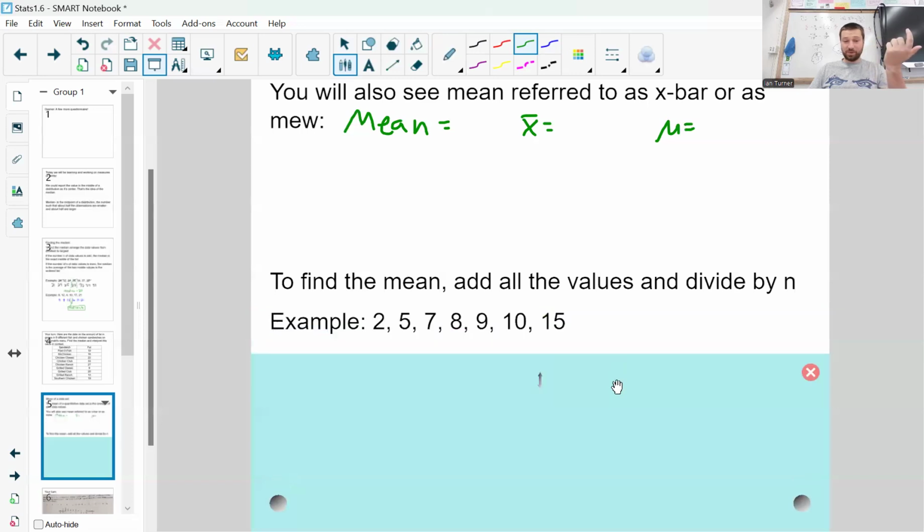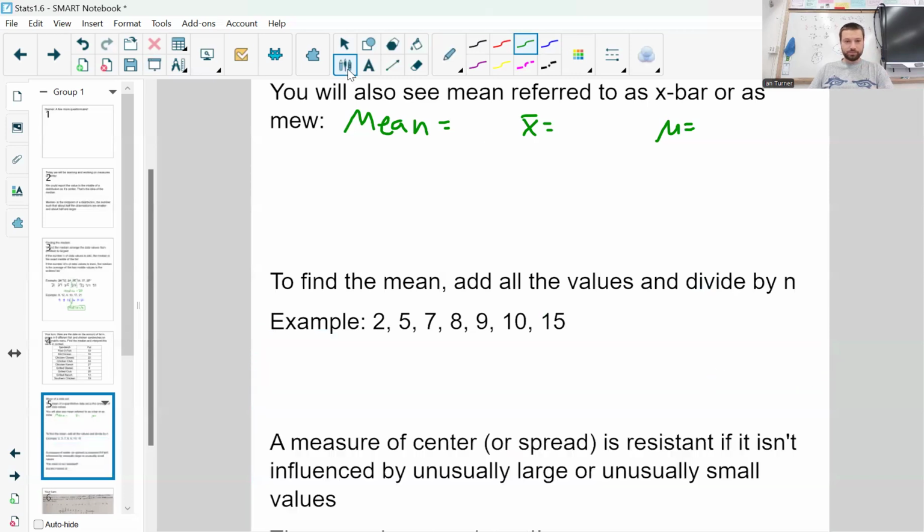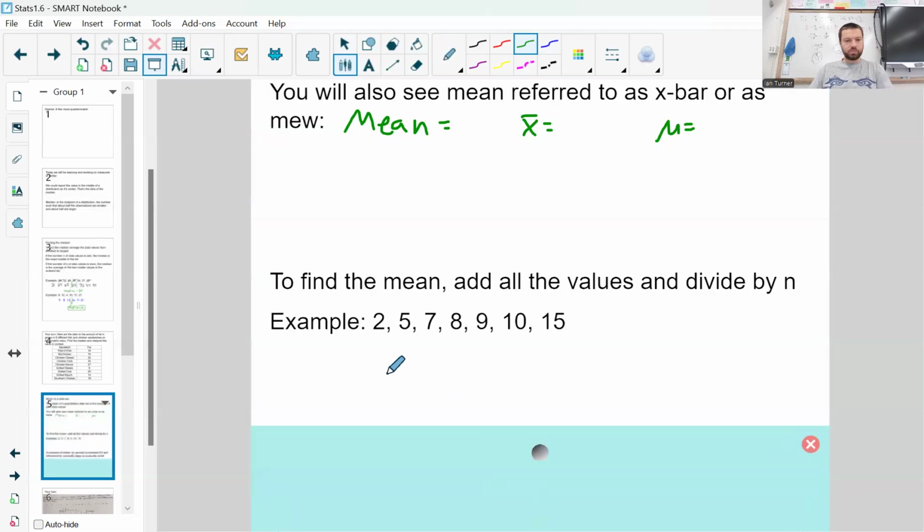So bait, really simple. We add all the values up and divide by n. Okay. Oop, we didn't want to go that far. Okay, we got it. So what we're going to do is 2 plus 5 plus 7 plus 8 plus 9 plus 10 plus 15. Okay, and then you're going to divide by n.